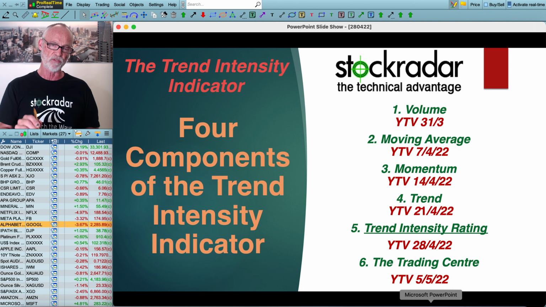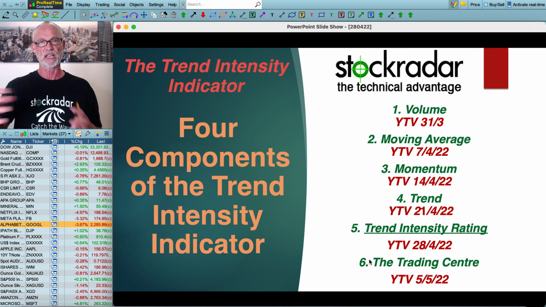Okay, so the last 4 weeks we've gone through volume. At the end of March we went through the moving averages, we went through momentum, we went through the trend, and now we're going through the trend intensity rating this week on the 28th of the 4th, and next week I'm going to go to the trading centre and see how the trend intensity rating brings together everything in that trading centre. It combines everything. It's the central force behind that area.